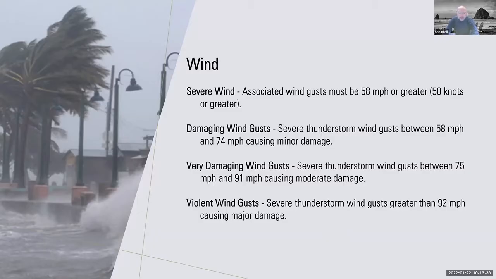So winds themselves are differentiated into severe winds, damaging winds, very damaging winds, and violent winds, based on how high the wind is. Typically associated with thunderstorms when they get up into the damaging and violent range.